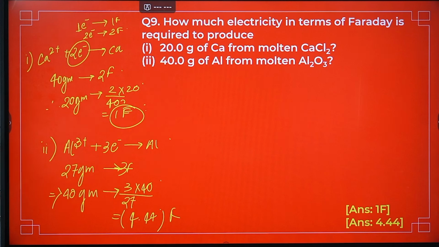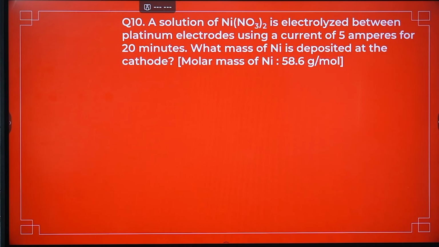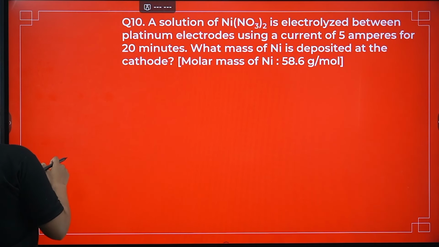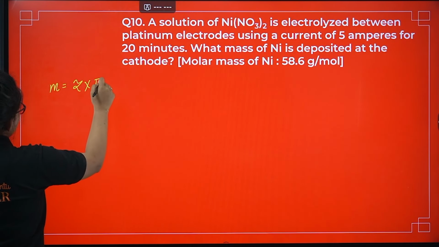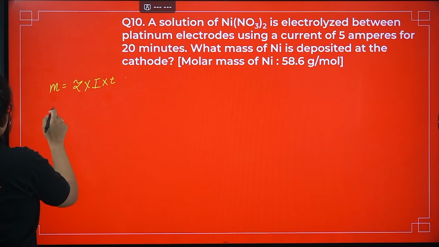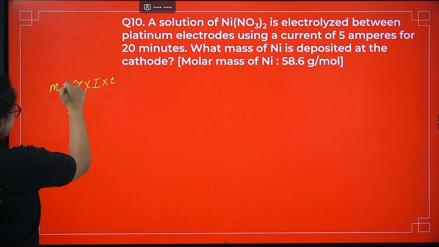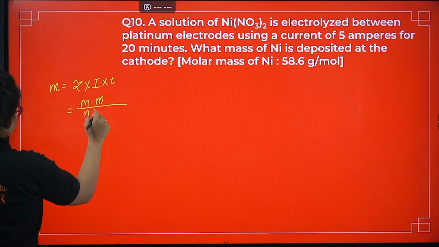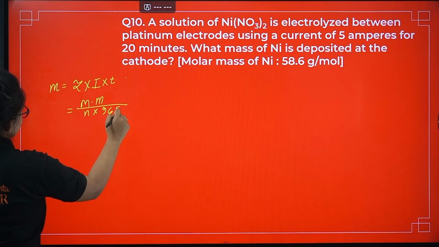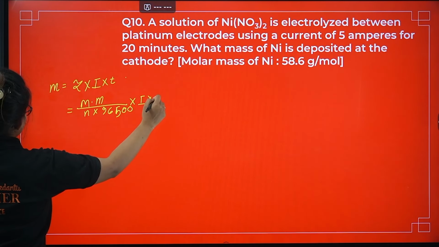Okay, let's go ahead. A solution of nickel nitrate is electrolyzed between platinum electrodes using current 5 amperes for 20 minutes. What mass of nickel is deposited at the cathode? We can use the formula M equals Z into I into T. Z is the electrochemical equivalent, that is molecular mass divided by number of electrons into Faraday, 96500, into I into T.